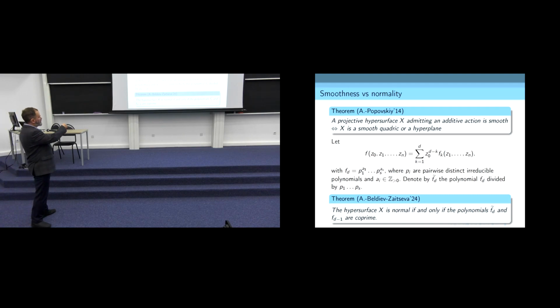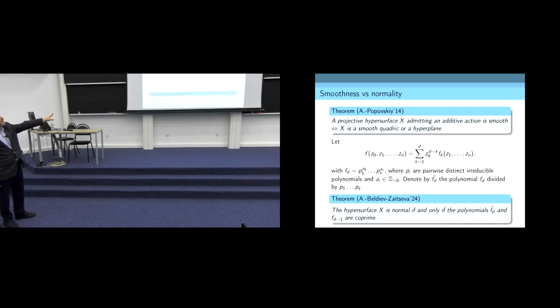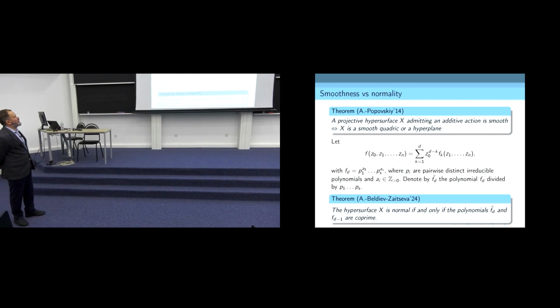So I take an equation of my hypersurface. Here it is. The first coordinate, z0, is a coordinate corresponding to this boundary hyperplane, to the maximal ideal. And I just consider polynomials which are given in this expression. And I'm interested in the last two polynomials. I consider the decomposition into primes of the last polynomials, divided by the product of irreducible factors, and the condition of normality is the condition that these two polynomials are coprime.